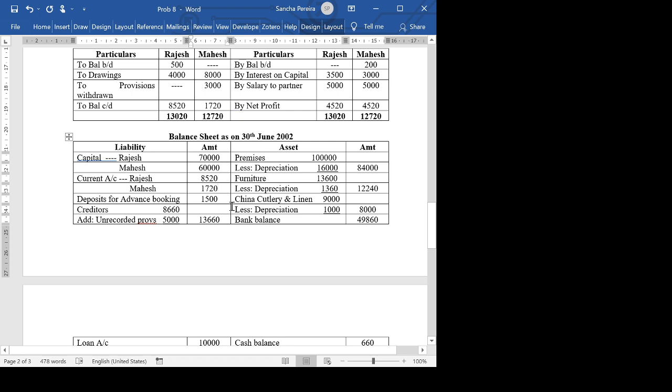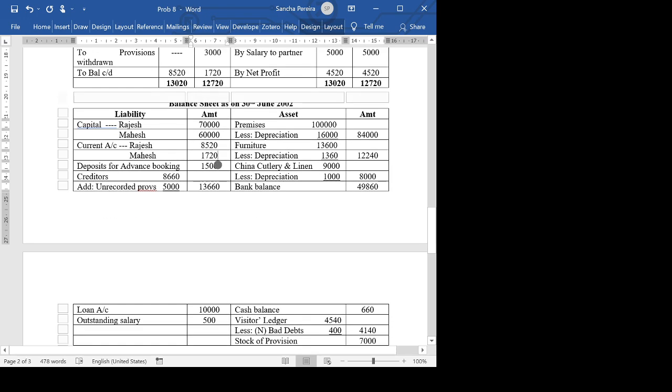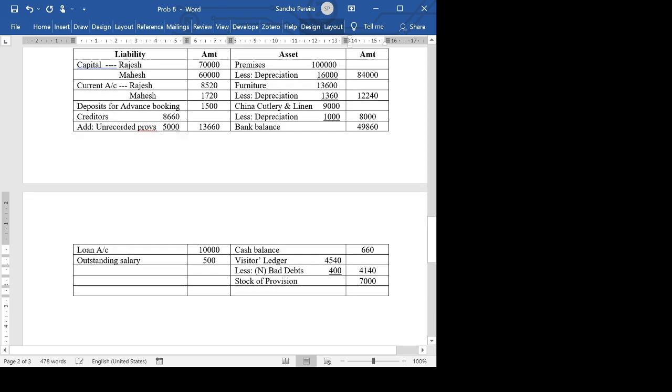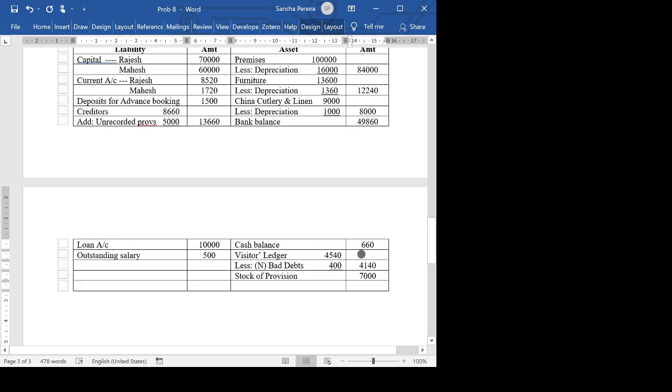Okay, and then the balance sheet total is 165,900.